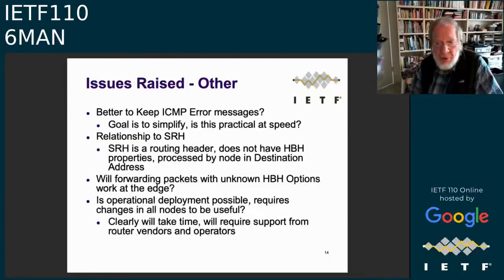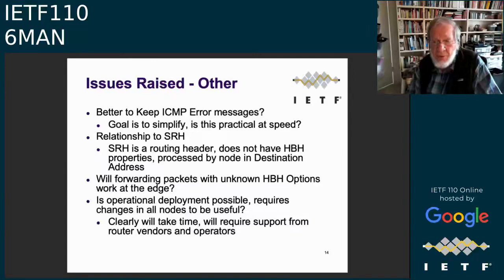There was a question about the relationship to SRH, but SRH is a routing header, and does not have hop by hop properties. It's processed by the node identified in the destination address of the packet. So the nodes in between shouldn't be looking at them. Of course, any router, any node can look at anything if they choose to. We're not the protocol police.